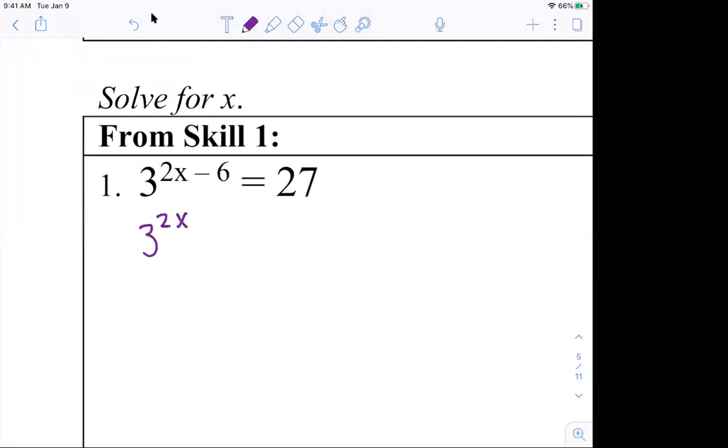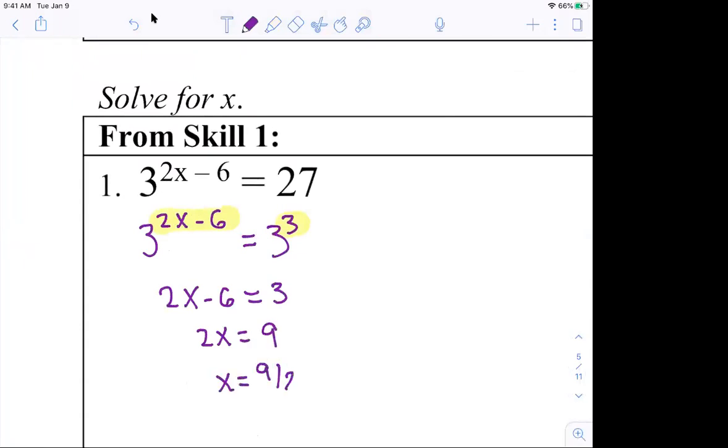So we know that 27 is the same thing as saying 3 to the third power. Well, when you have two bases that are the same, you can go ahead and set the exponents equal to each other. So this was skill 1. So you just solve for x. You add 6, which gives you 9. You divide by 2, and x is 9/2.